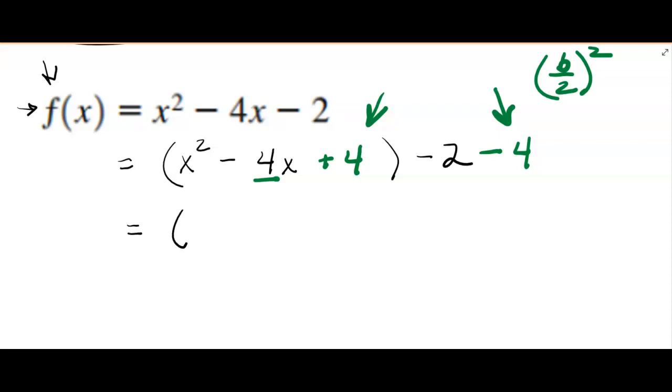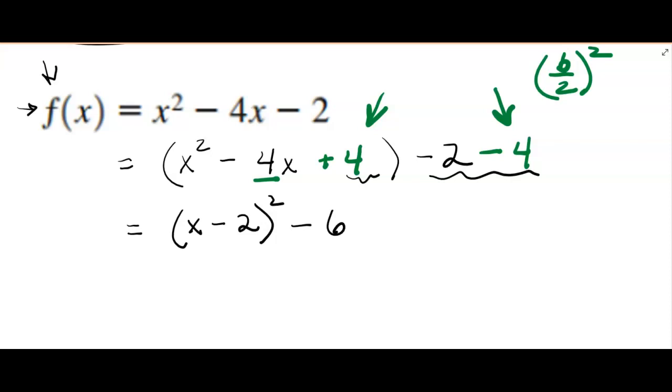All right, now we can do it in the form that we like. And we can write (x minus 2), you have to think the square root of that 4 squared. If you square that out, you'll get x squared minus 4x plus 4, great. And then -6. So we're combining those two constants there outside the parentheses.